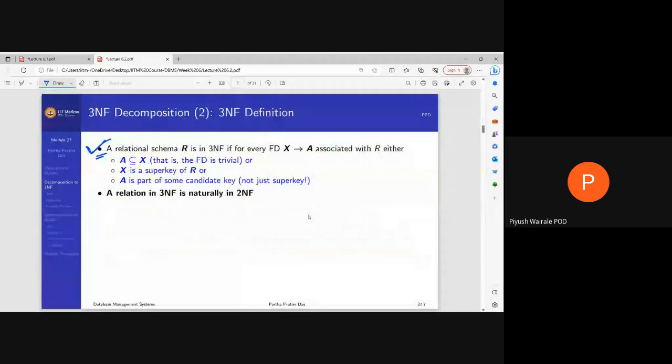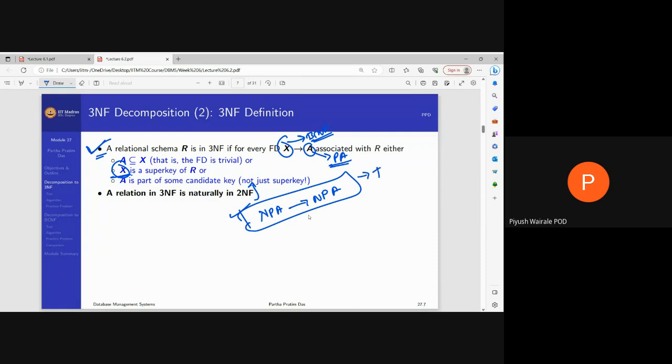Here it is not mentioned that X is super key, because if X is super key, it is in BCNF, means it is already in 3NF, right? A is a part of some candidate key. If it is a prime attribute, this is allowed. So what I am saying, just check for non-prime attribute determining non-prime attribute, right? It will cover all the above three conditions. If it is there, then it is not in 3NF. It will violate the condition for 3NF, that is transitive dependency, right?